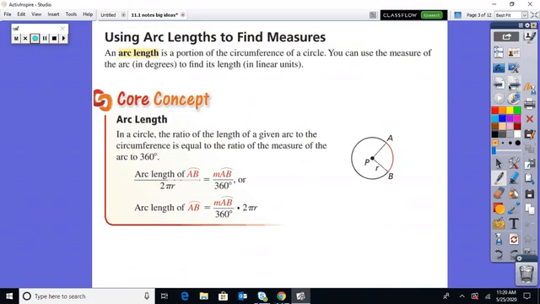Now, getting into the good stuff in this section, using the arc lengths to find measures. So now, pay attention here. We talked about the measure of an arc. That's different.